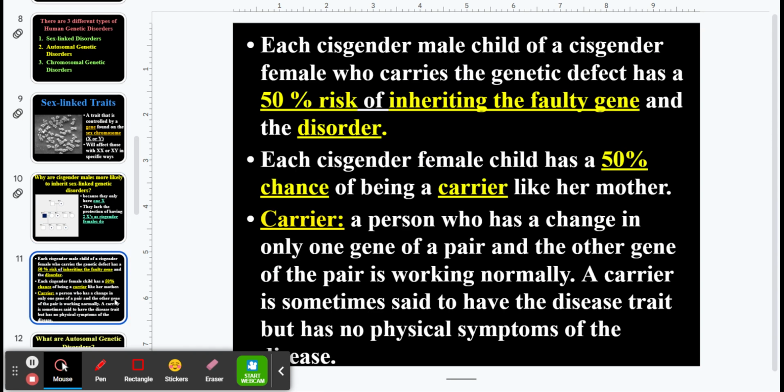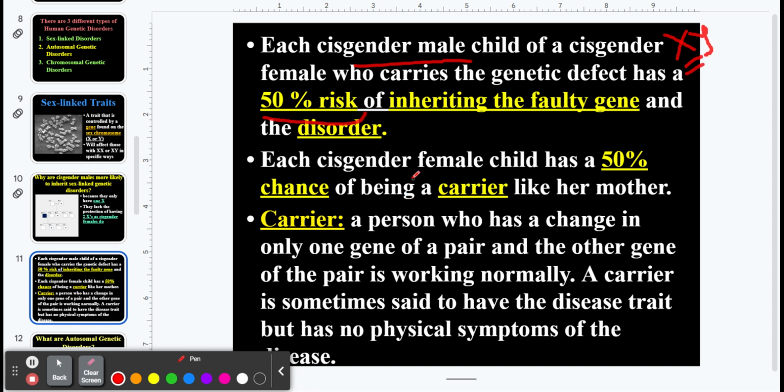We're going to take a look right here. So the easiest way to think about it is because of the XY, if the cisgender male child of a cisgender female has that genetic trait, then that cisgender male child has a 50% chance of inheriting that gene. So it's pretty high. Usually we think about inheritance of disorders as being really small percentages, but because they only have one X, that percentage goes up really, really high.